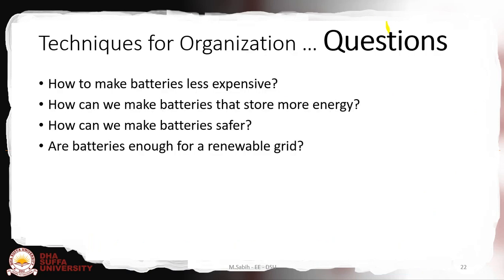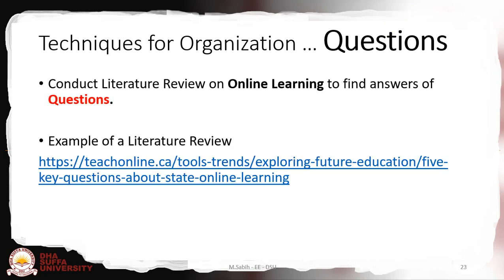Another one is questions. There might be a few questions that you are looking to answer. For example, how to make less expensive batteries, batteries which can store more energy, safer batteries, and batteries for renewable grids. Related to our current status about online learning, I figured out a literature review as an example that discusses online learning, to find some answers to the questions.